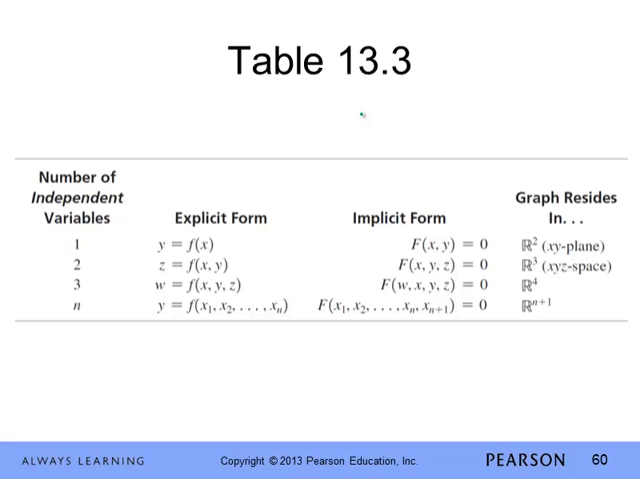But that's what the implicit forms look like, where the capital F would be that function involving that extra z variable or w variable or whatever. Okay, so that's that.